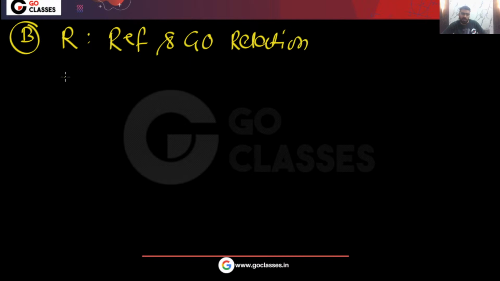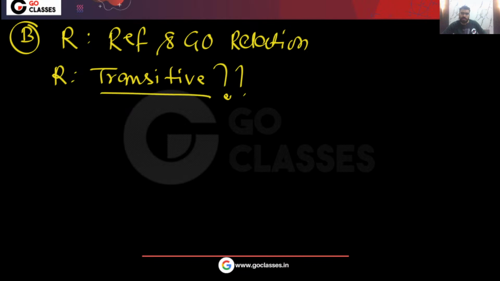Now, can you say R will be transitive? What can you say about R, is it transitive? The question is asking, can I say R will be transitive? You have to check transitive or not. Okay, let's check it. If you want to check for transitivity, what will you do?